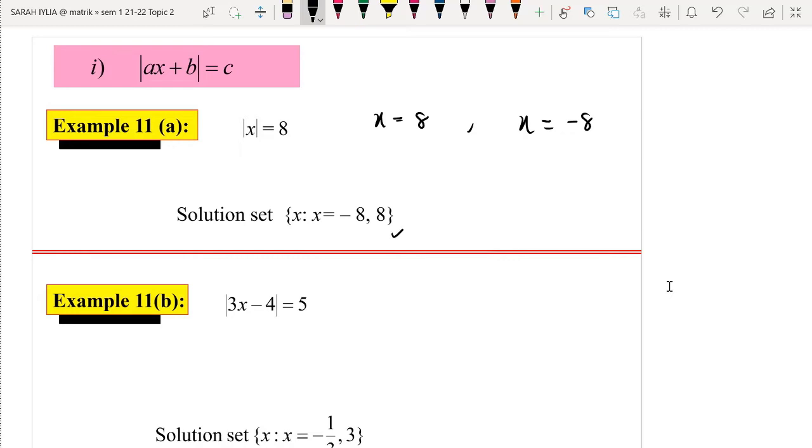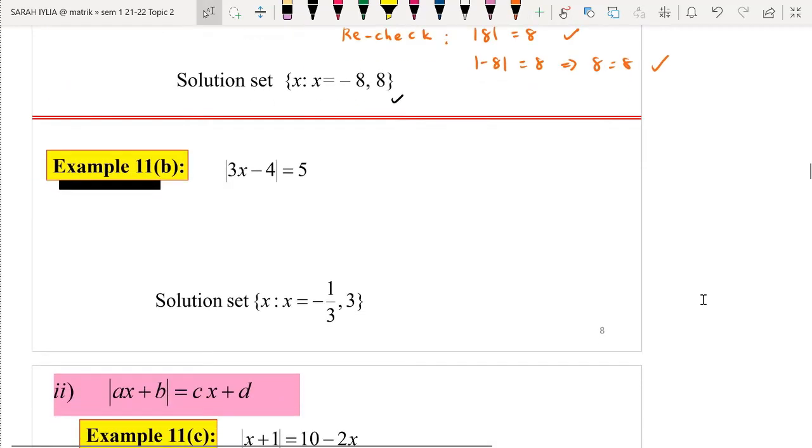Okay. Since this is equation, kita dah belajar kat 2.1 equation, always recheck your final answer. So, bila masuk tu, awak kena recheck. Kalau kat sini, obvious lah awak masuk modulus of 8 equal to 8. Betul lah tu. And then, modulus of negative 8 equal to 8, kita akan dapat 8 equal to 8. Betul. So, both answers satisfied original equation. So, kita accept. Okay, settle.